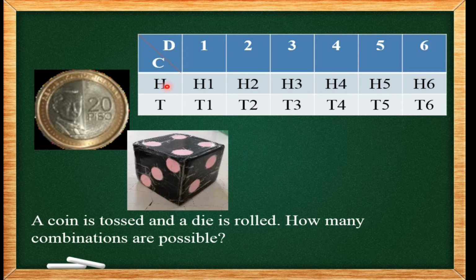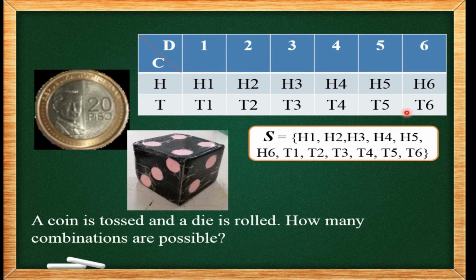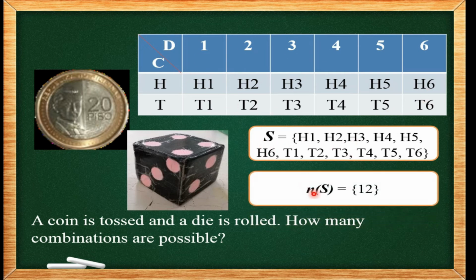This time combine. H combines with 1, H1, H2, H3, H4, H5, H6. Then T combines with 1, with 2, with 3, with 4, with 5, with 6. Now you write these combinations in your sample space. Then count to determine your N of S. So N of S is equal to 12. Where's that? 1, 2, 3, 4, 5, 6, 7, 8, 9, 10, 11, 12. N of S is equal to 12.